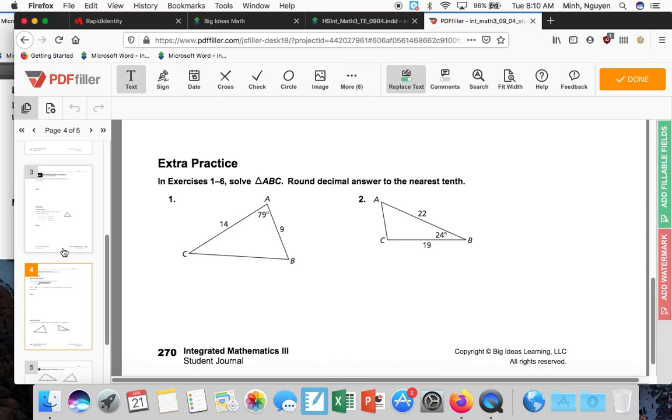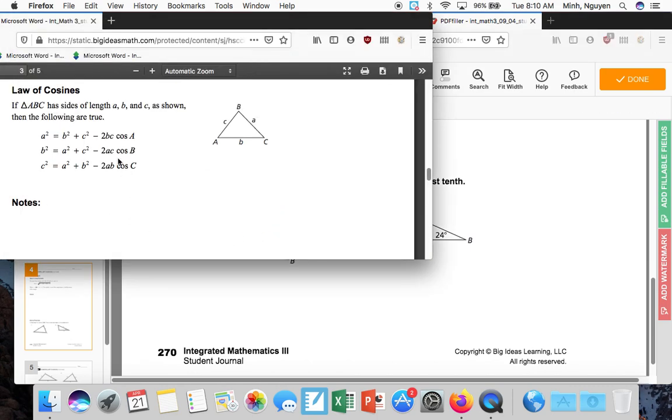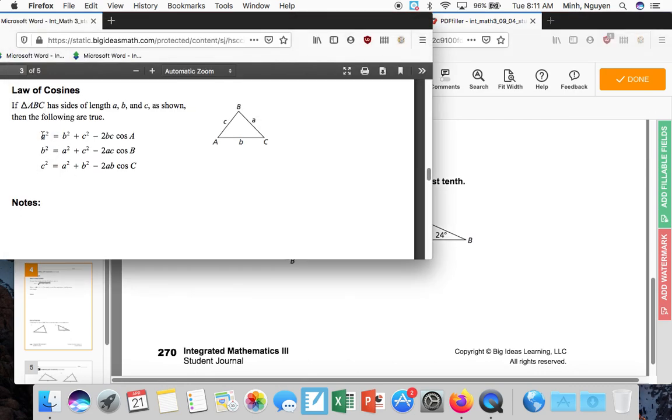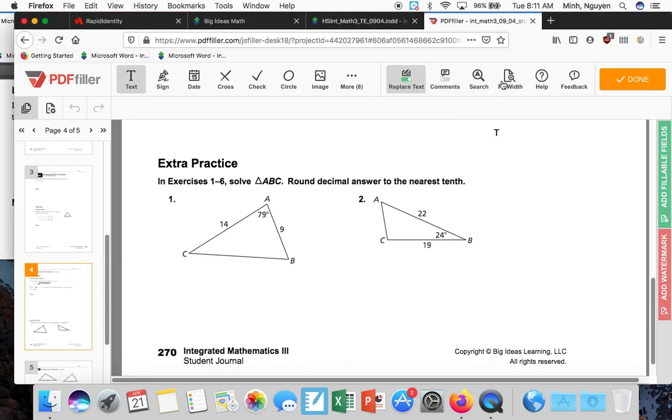Okay, so in exercises 1 through 6, solve ABC, rounding decimal answers to the nearest tenth. That means I'm looking for these angles, and I'm looking for this last side. So first, since I have 2 sides and the included angle, I know it says BC, which is across from A, which should make it even more obvious. Like, oh, it's this one. So let's do it.